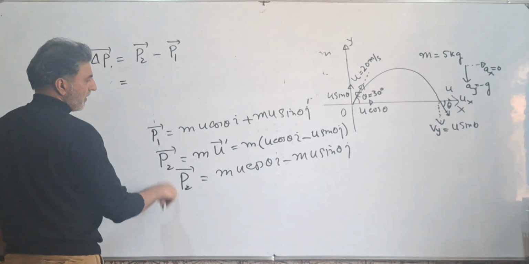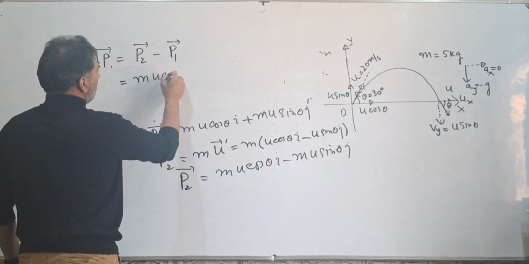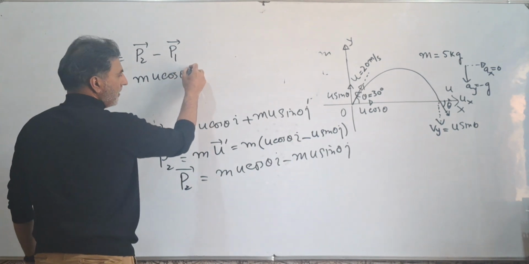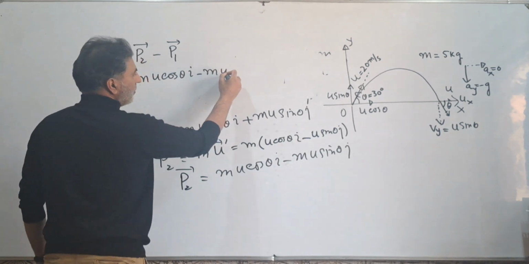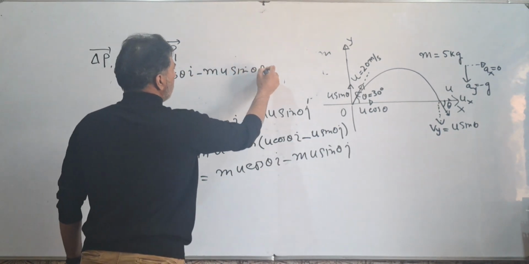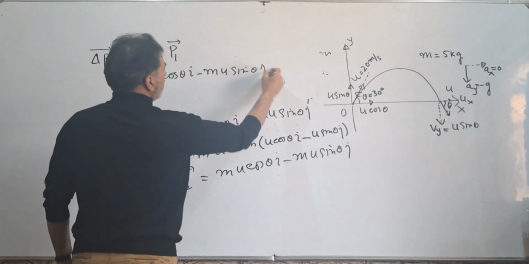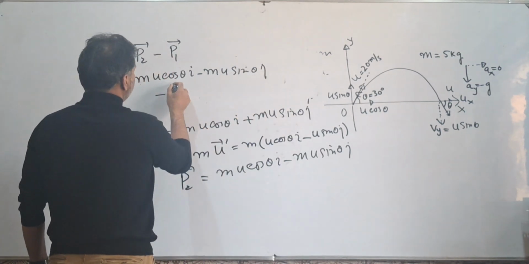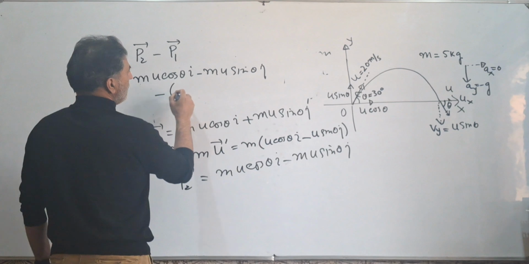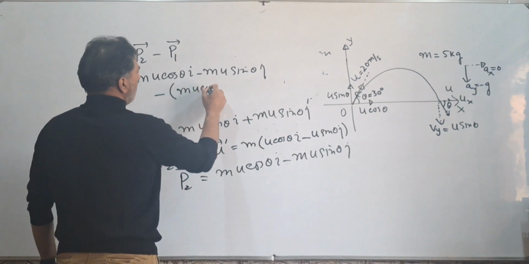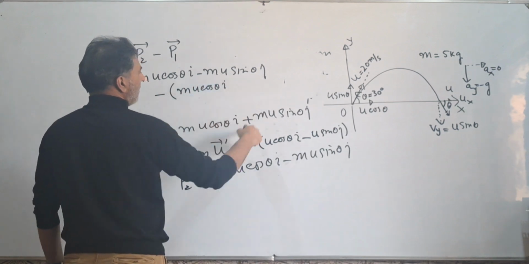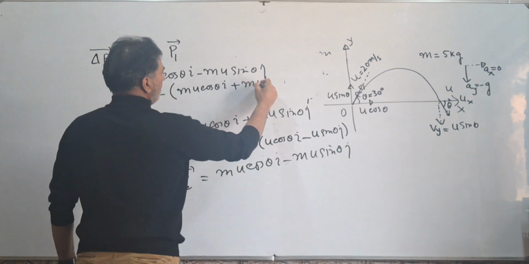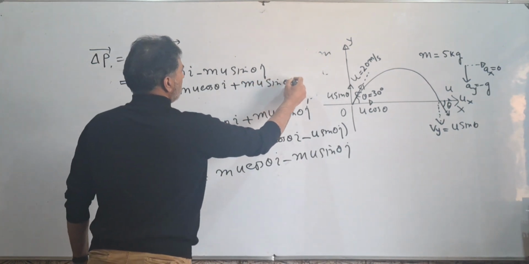What is P2? That is mu cos theta i minus mu sin theta j. Minus P1, that is mu cos theta i plus mu sin theta j.